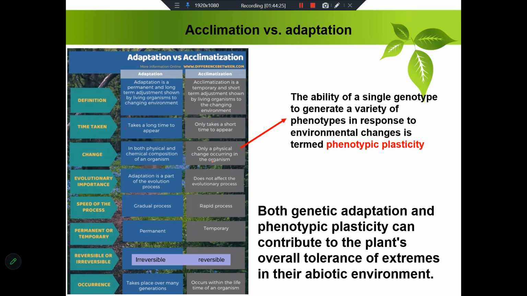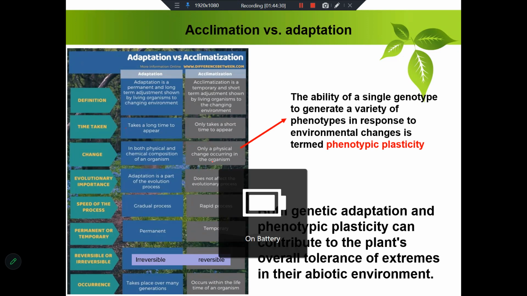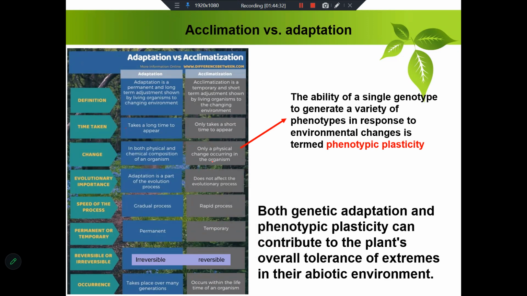But phenotypic plasticity means that in response to the environment, a single genotype can generate more than one phenotype. එකම genotype එක තියෙන්නේ, but depending on the environmental condition, they can have different phenotypes.